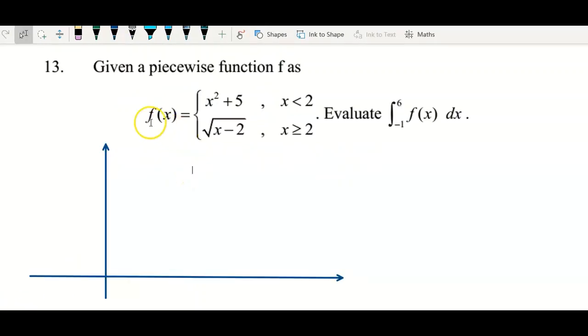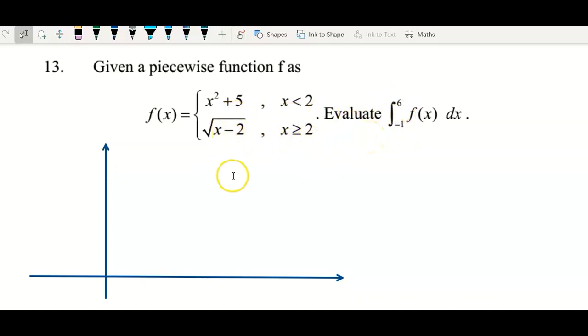Question 13 is a special question because the function f(x) consists of two subfunctions. The first function is x squared plus 5, which is a quadratic function, and f(x) takes this function when x is less than 2. When x is greater than or equal to 2, our function will be a square root function. Alright, then we need to integrate this function f(x) from negative 1 to 6.